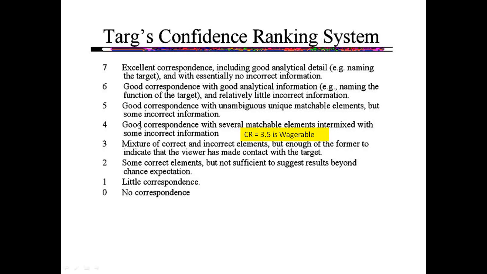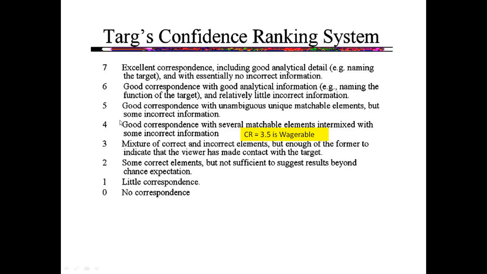By the time you get to a 4, you say, now there's good correspondence, okay, not marginal anymore, good correspondence with several matchable elements. Not just 1, maybe not 2, several matchable elements intermixed with some incorrect information. Now, we have decided with the Targ scale that 3.5 is wagerable. So as a judge, another way of saying this is you would be willing to wager a small amount of money on this. That's what a 3.5 means.